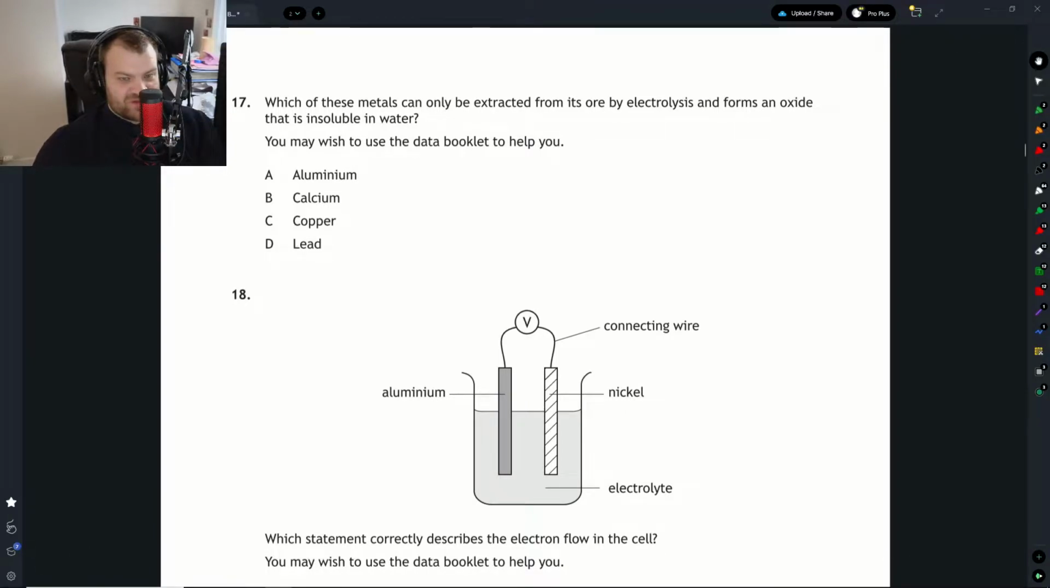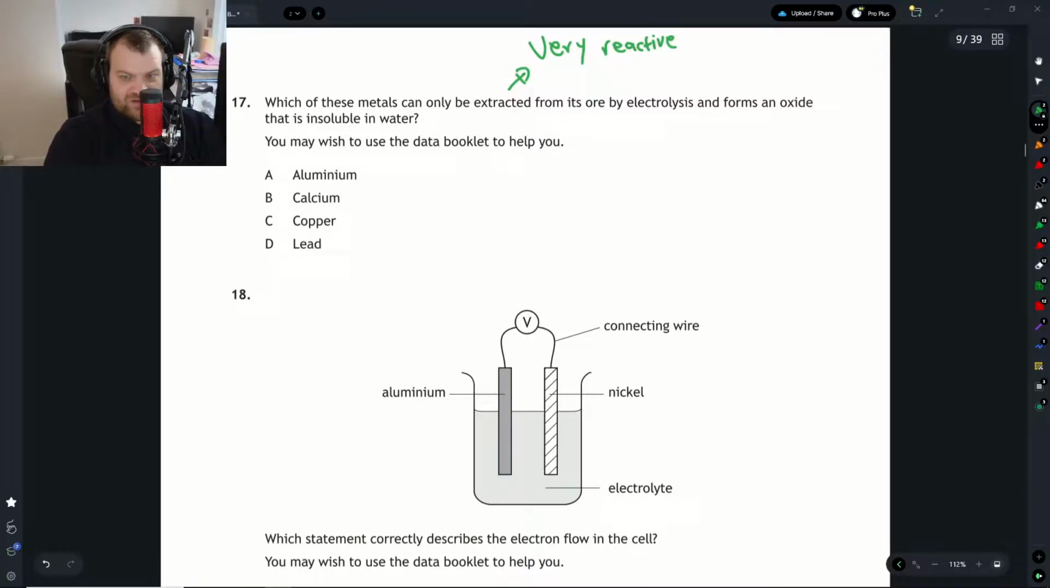Which of these metals can only be extracted from its ore by electrolysis and forms an oxide that isn't insoluble in water? I'll deal with the first point first. If it's only extracted by electrolysis, it must be very reactive. For it to be very reactive, we can check that by looking at page 10. So it's high on page 10.